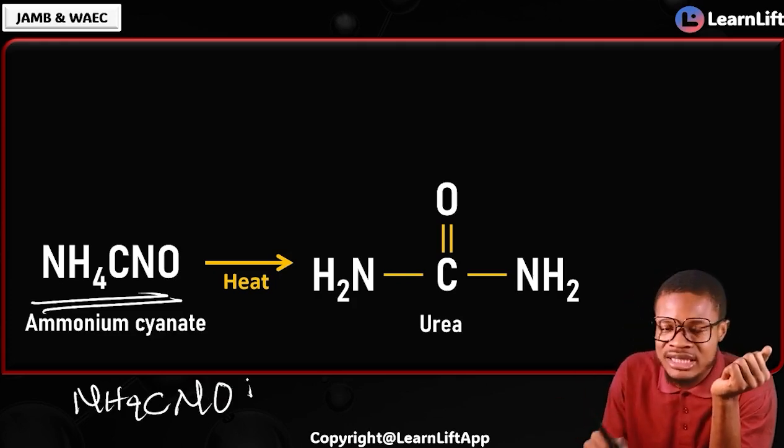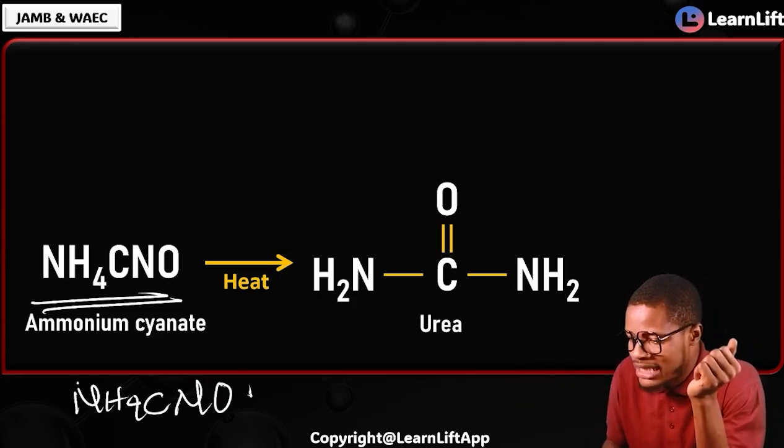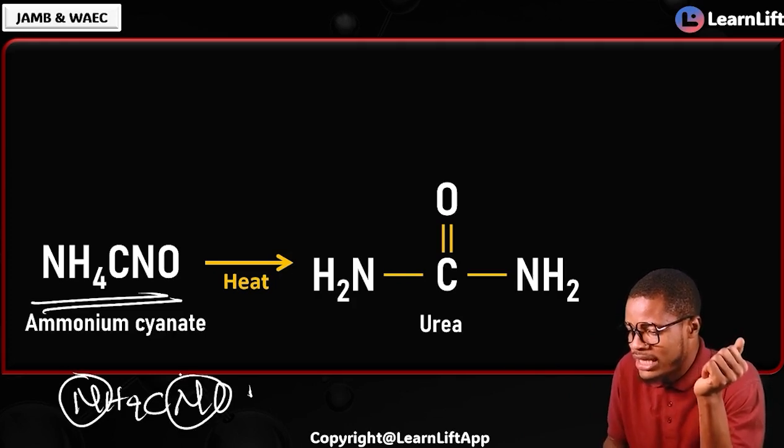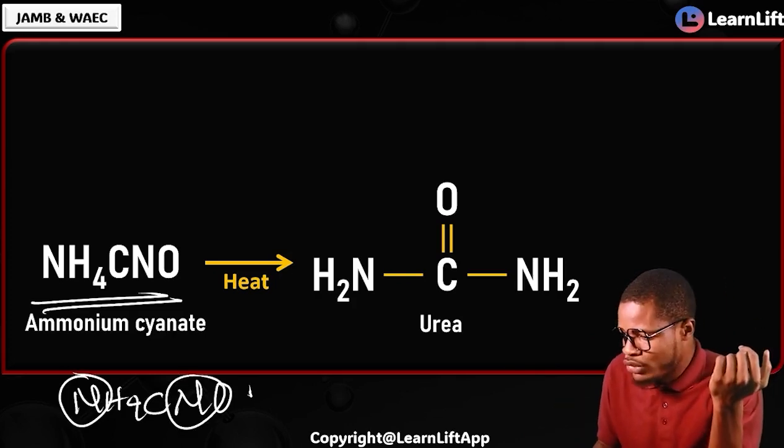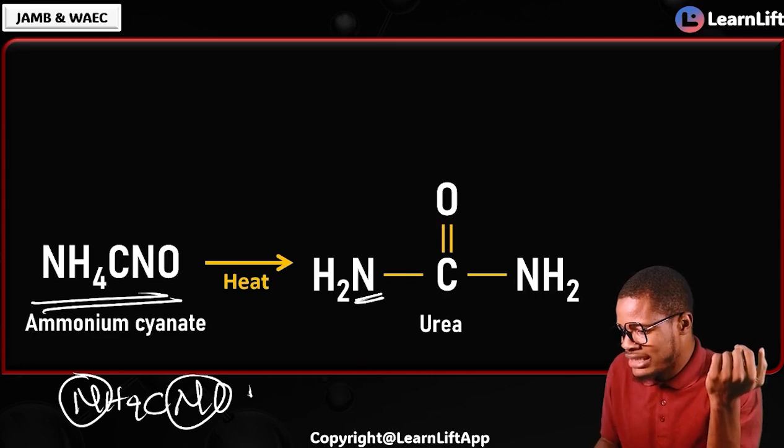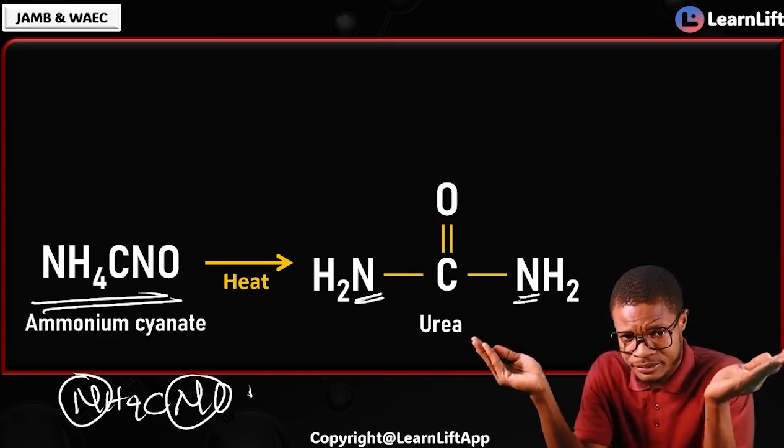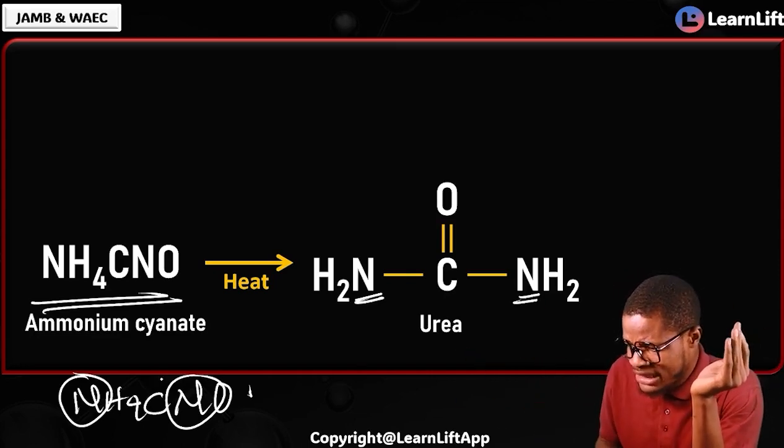NH4CNO. My quick question is this. How many nitrogen do you have in ammonium cyanate? There is one nitrogen here, there is another nitrogen there. That's two. Now look at urea. Urea, there's nitrogen here, there is nitrogen here. That's two, balanced.